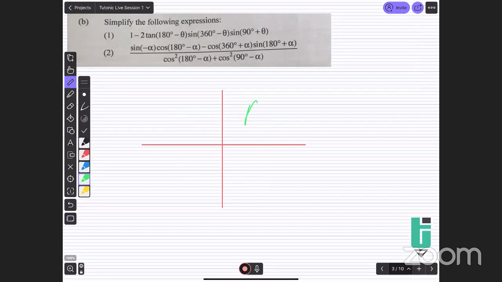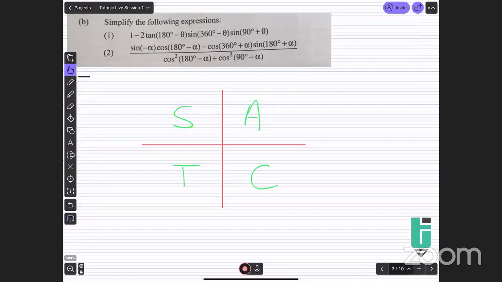Okay. So let's just revise. Okay. So A is TC. All stations to Claremont, all students take cocaine, whatever one works for you. So when you're doing a reduction, there are 3 questions that you want to consider, 3 things that you want to work out. The first thing is, which quadrant am I in?